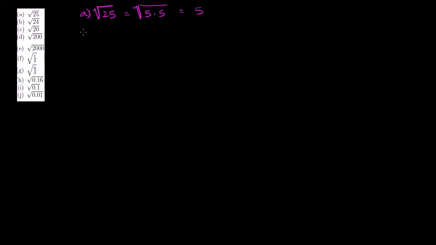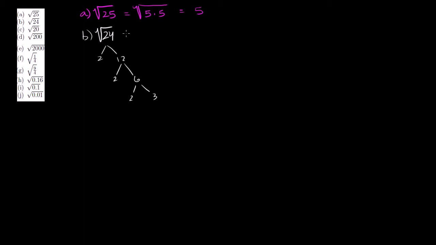Now let's do b. I'll do it in a different color. Or the principal root, when we say positive square root. B: we have the square root of 24. So what you want to do is get the prime factorization of this number right here. So 24, let's do its prime factorization. This is 2 times 12. 12 is 2 times 6. 6 is 2 times 3.